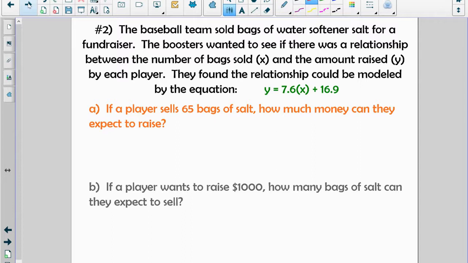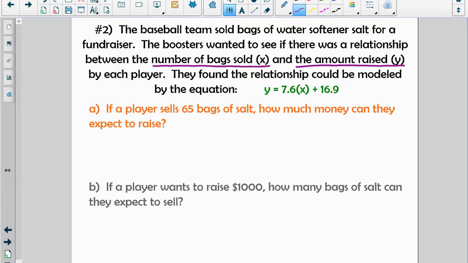All right, so here we have the baseball team sold bags of water softener salt as a fundraiser. The boosters wanted to see if there's a relationship between the number of bags sold, which is x, and the amount raised, which is y, by each player. They found the relationship could be modeled by the equation y equals 7.6x plus 16.9. So x is the number of bags that were sold, and then y is the amount that was raised.